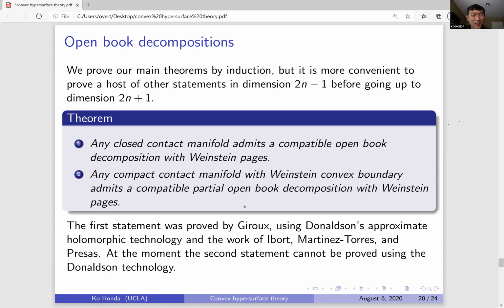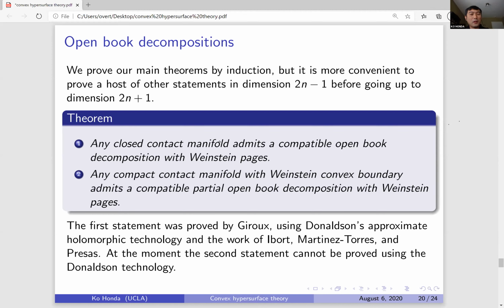Now, at this point, the thing to do is actually prove more at the same time. What we're going to do is go by induction on the dimension, and in each dimension we prove a host of other statements. So you prove a host of statements in dimension 2n minus 1 before going up to dimension 2n plus 1. The things you have to prove are actually sort of complicated. There's a lot of things you want to prove in dimension 2n minus 1 before going up. So the following is also something you want to prove in dimension 2n minus 1.